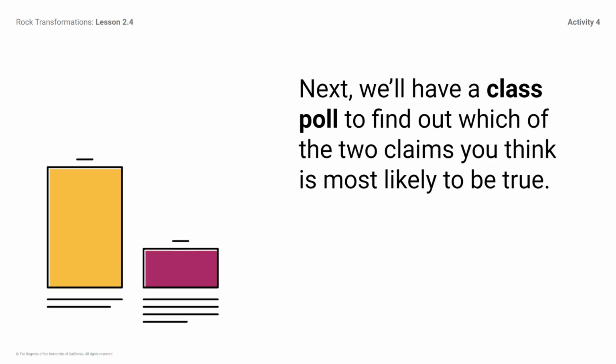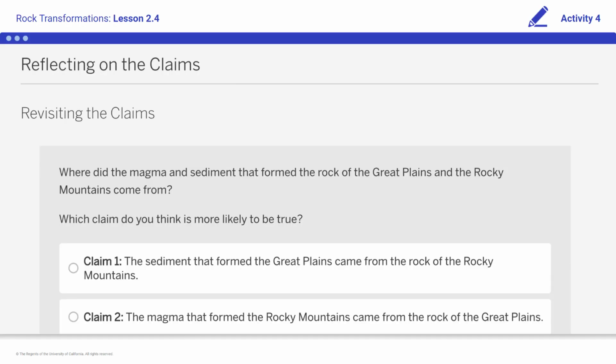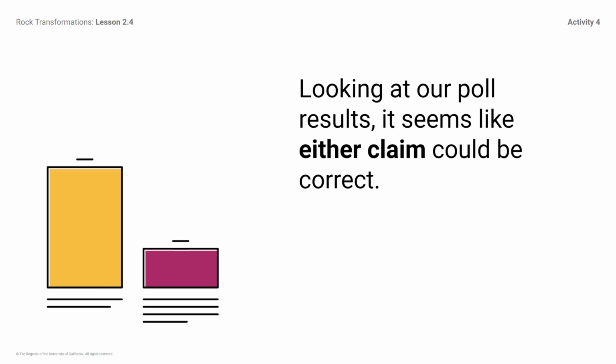Next, we'll have a class poll to find out which of the two claims you think is most likely to be true. Students, select a claim and submit your poll responses by selecting your choice on your device. Looking at our poll results, it seems like either claim could be correct. In order to determine if one claim is more likely than the other, we will need to learn even more about rock transformations.